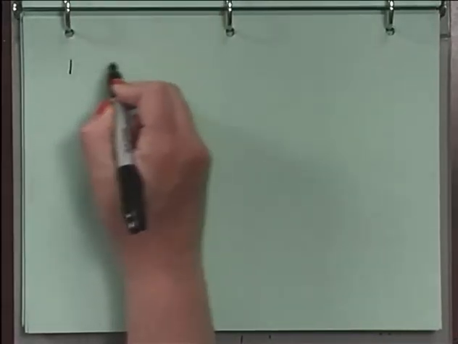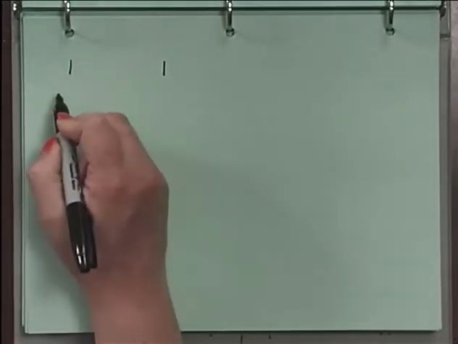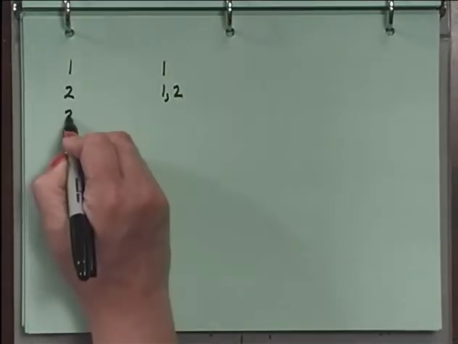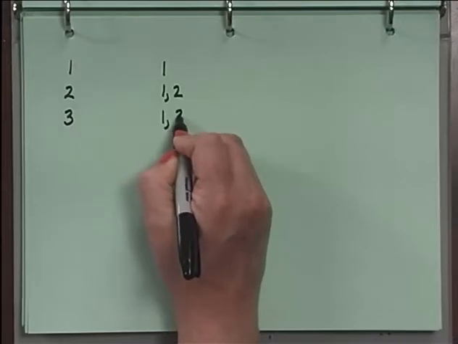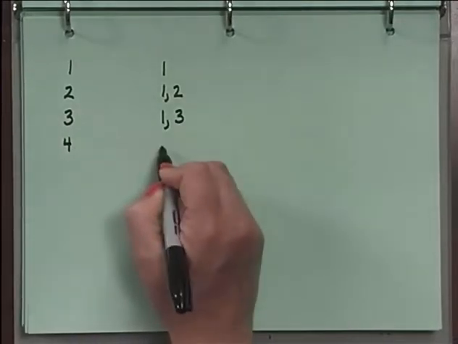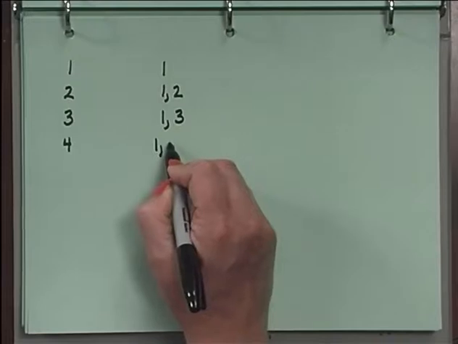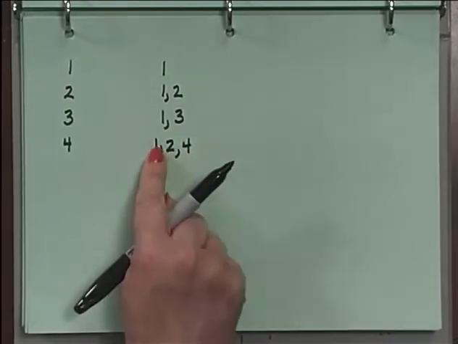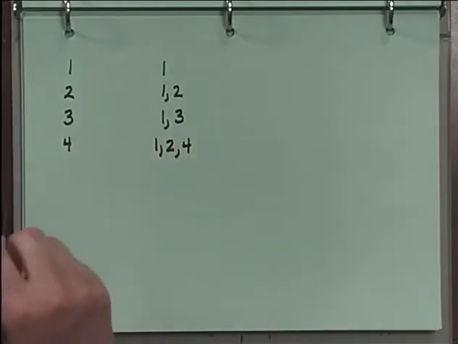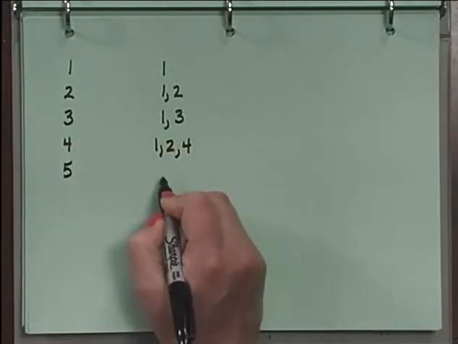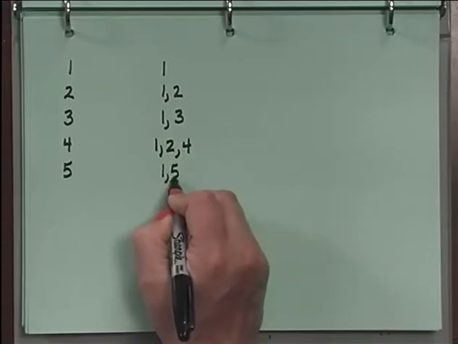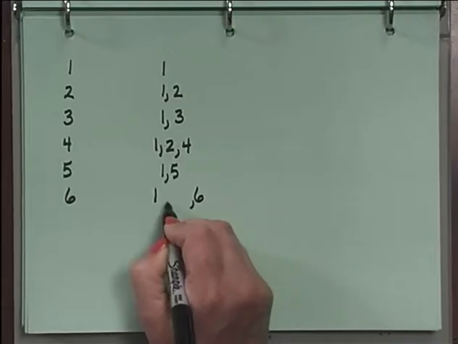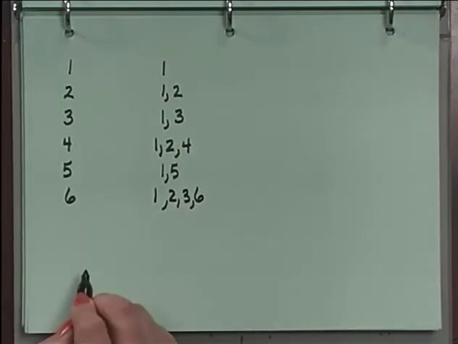Now, let's consider the numbers 1 through 10 and their factors. The number 1 only has one factor, that's 1. The number 2 has 2 factors, 1 and 2. The number 3 has 2 factors, 1 and 3. The number 4 has 3 factors: 1, 2, and 4. 1 times 4 is 4, and 2 times 2 is 4. The number 5 only has 2 factors, 1 and 5. The number 6 has 4 factors: 1 times 6 is 6, and 2 times 3 is 6.